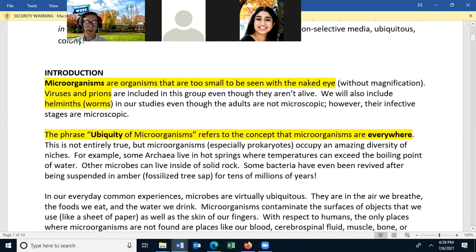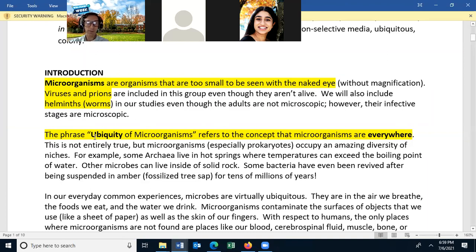Okay? And we'll talk about why we study them in the lecture. I'm not going to talk about that now for this lab, but the adults are clearly not microscopic for most of the worms, but their infective stages are microscopic. And then they can give disease. So microbiologists study all organisms that cause an infectious disease.